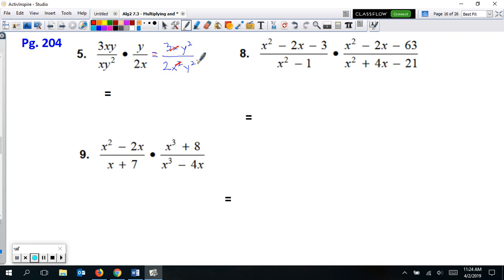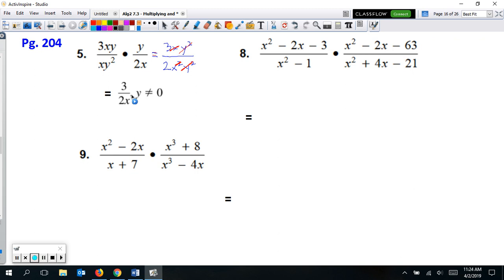The y squareds cancel out both of them completely, and so now we just have a 3 over a 2x. There's my answer, 3 over 2x. Now we can see from the answer that x is not going to be 0. We don't have to say that, but we also need to say that y can't be 0 either, because that was a part of the problem.